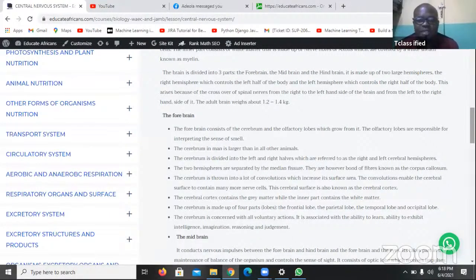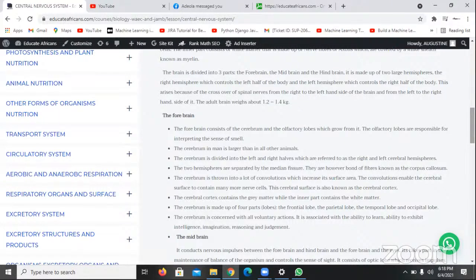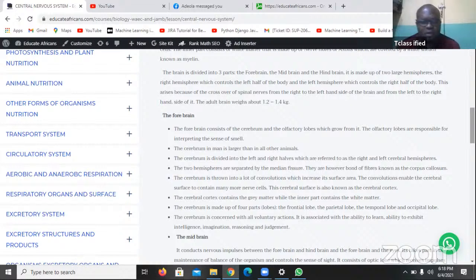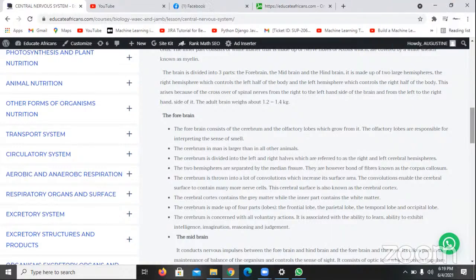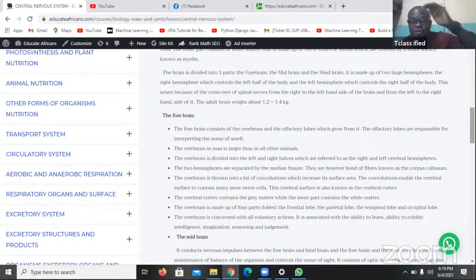The cerebrum is made up of four parts or lobes: the frontal lobe, the parietal lobe, the temporal lobe, and the occipital lobe. The cerebrum is concerned with all voluntary actions. So the forebrain, that is made up of the cerebrum and the olfactory lobe, controls all voluntary actions.